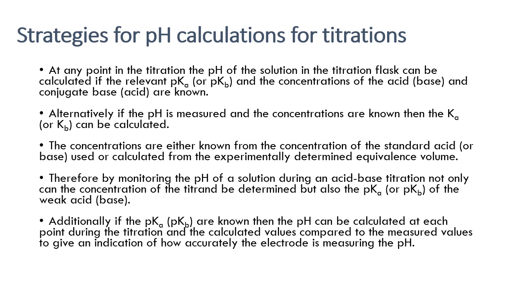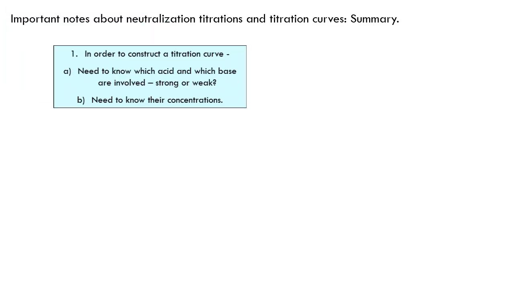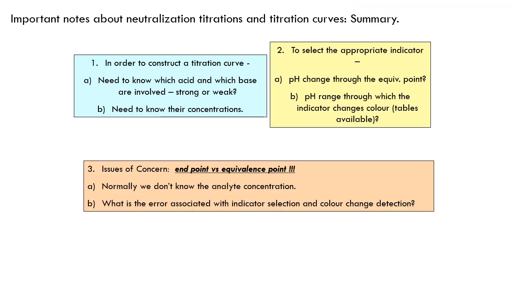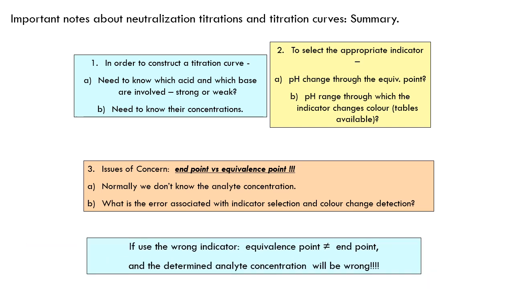So you can make some calculations about the expected pH at different points in your titration, like we did in our examples, and you can compare this to measured values using a pH electrode to give some information about how accurate those measurements are. So just a quick summary for you to take a look at here, with some important notes about your neutralization titrations and titration curves.